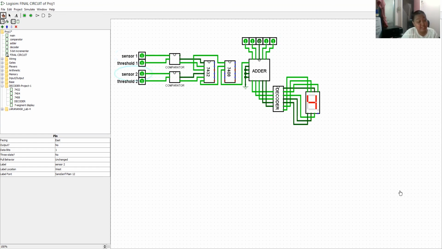And that's all. Thank you. And here is the final circuit for our project 1.